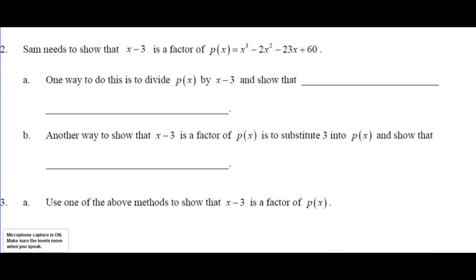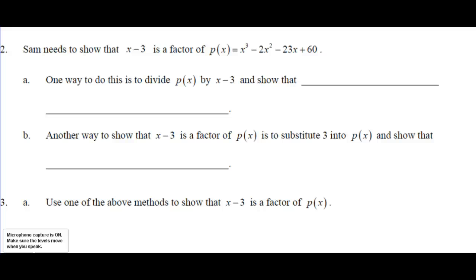Sam needs to show, Sam, you need to show that x minus 3 is a factor of p of x equals x cubed minus 2x squared, etc. One way to do this is divide p of x by x minus 3 and show that what? What condition is met if it's a factor?